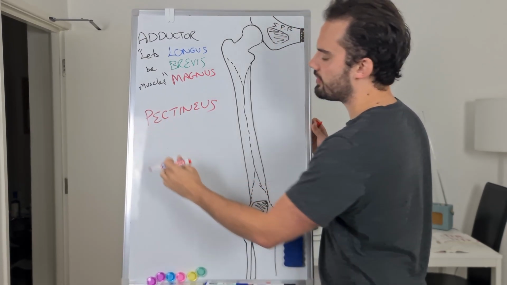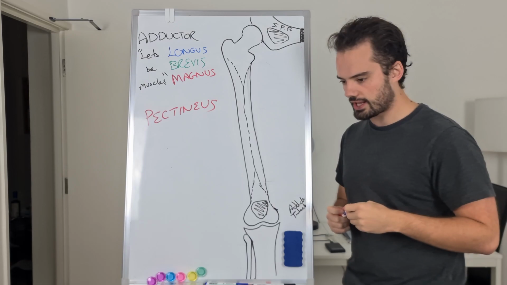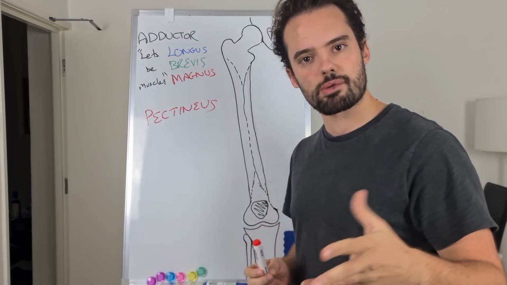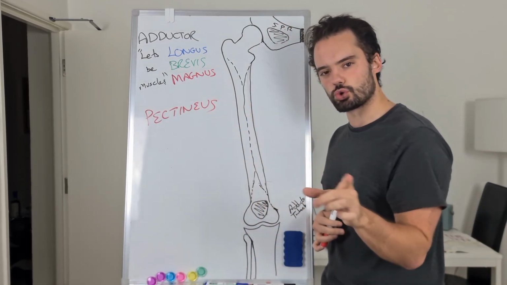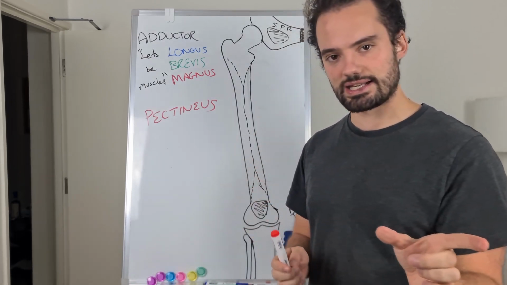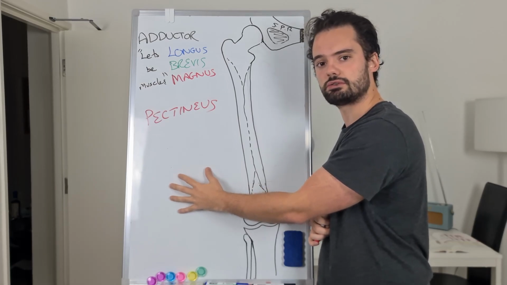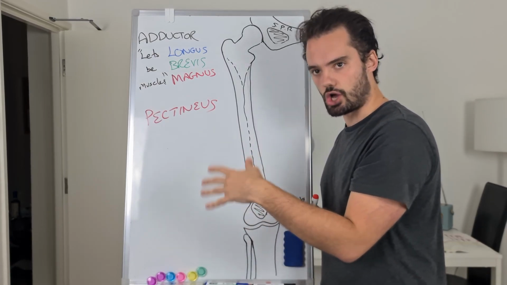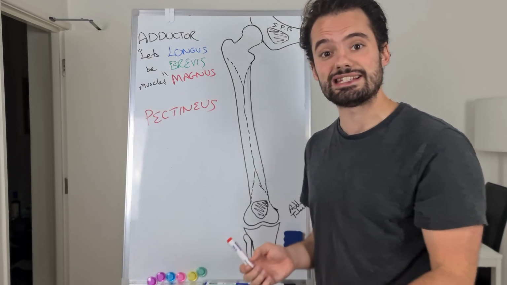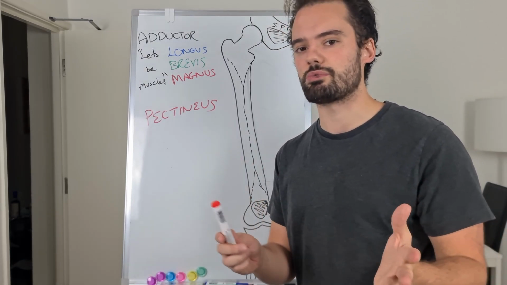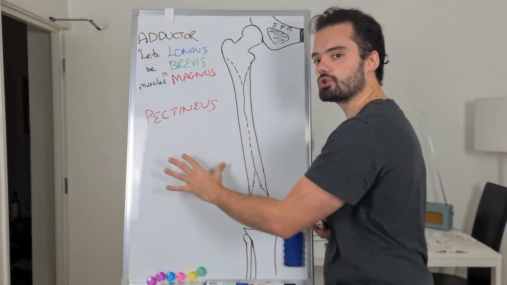Pectineus. Now this is one that can cause a bit of confusion and a bit of discrepancy, because I think different sources will say different things about pectineus. Some sources will put pectineus in the medial compartment of the thigh because it definitely is an adductor of the thigh. No one can argue with its function. Functionally, it belongs with these muscles.